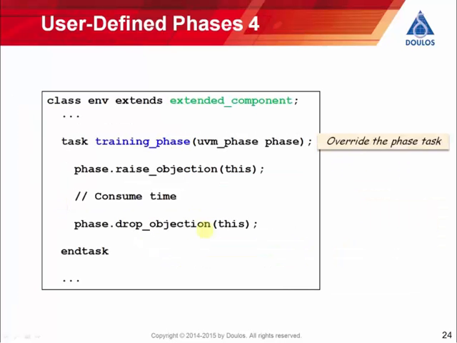Then step 4 is to override the training phase task to do precisely what we want it to do. So we can now extend our extended component and override the training phase task just as we would override any other phase task. So once you've created a user-defined phase, it behaves in almost every respect like a built-in phase. It's a task in this case, it's a task phase, it can consume time, it has objections, it ends when the objection count drops to 0.